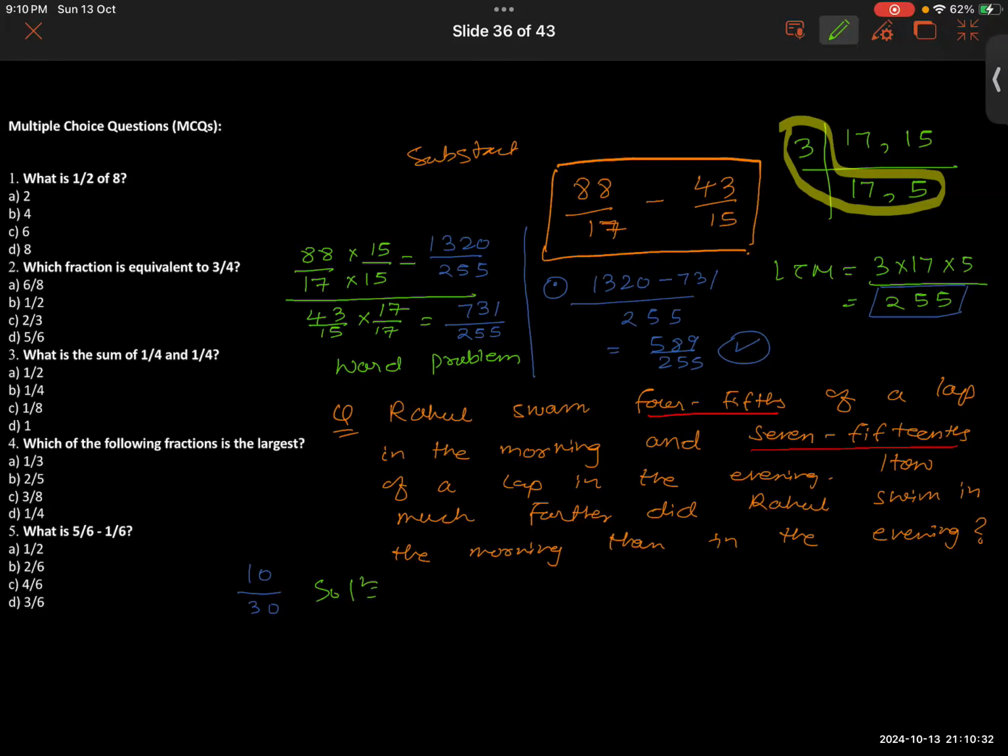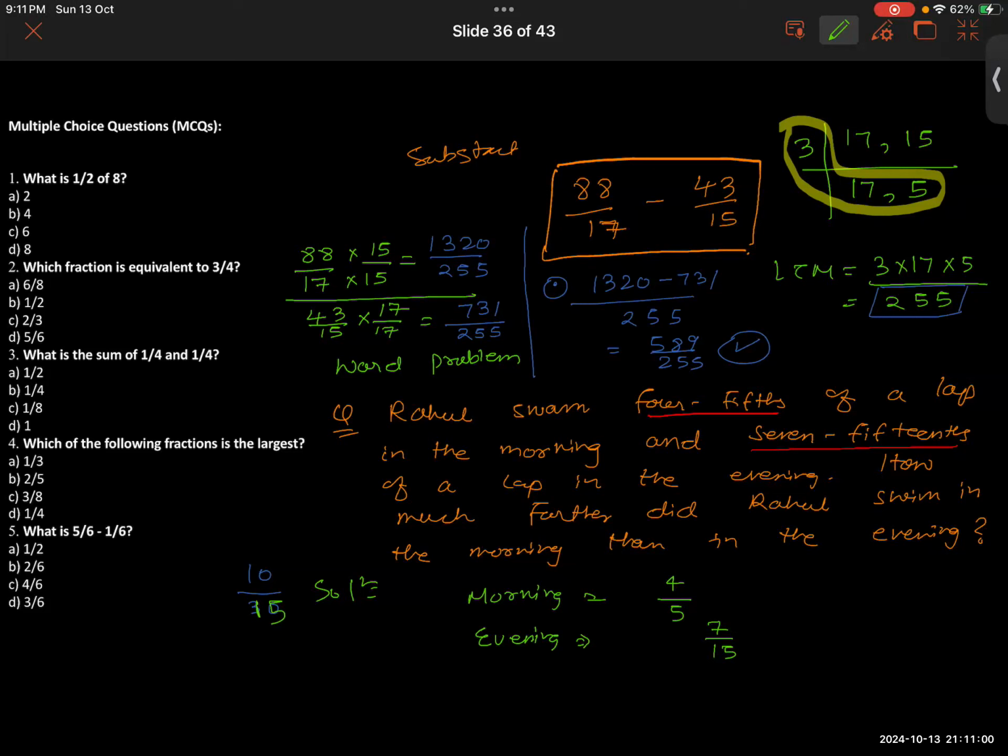The fraction mentioned is that, in the morning, how much has he swum? In the morning, he has swum 4/5 of the lap, no? And in the evening, how much has he swum? 7/15, isn't it? Okay. No. The answer is 10 upon 15, you're saying.